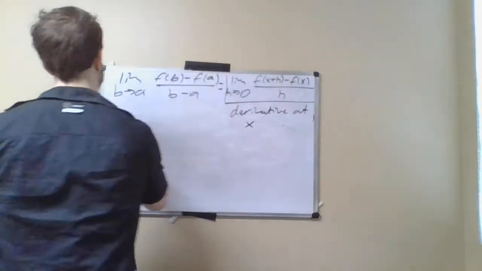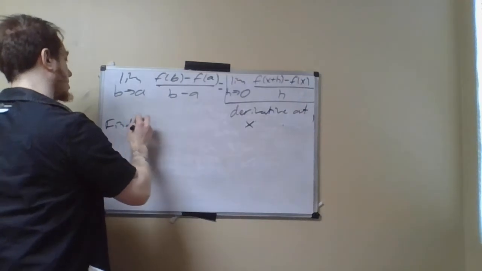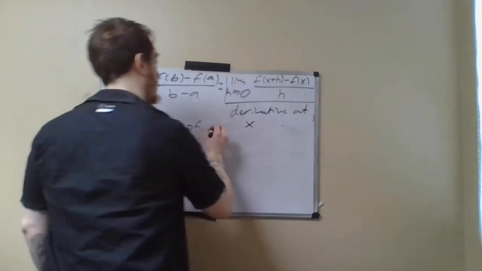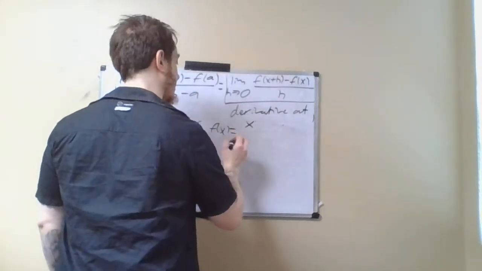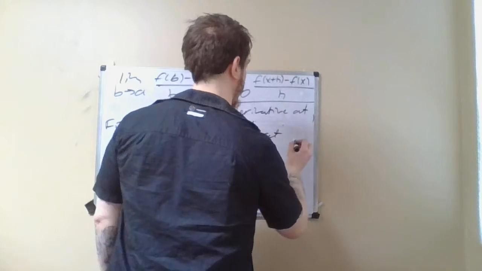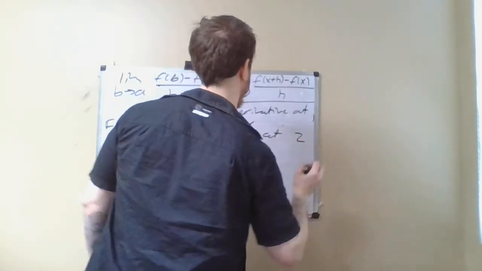Let's suppose that we want to find the derivative of f of x is equal to x squared at 2.